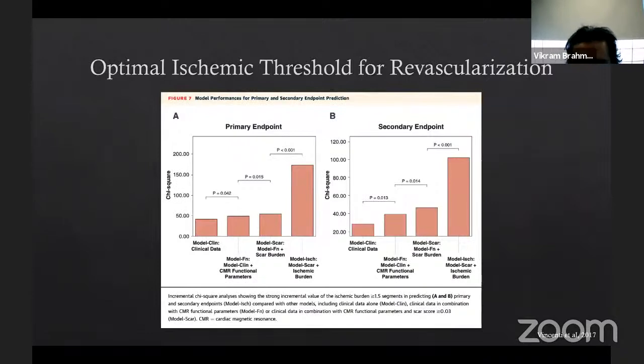And here you can just see the incremental value of ischemia in the chi-square analysis is quite profound. So again, just important that we think about ischemia, and stress MRI is a great tool.